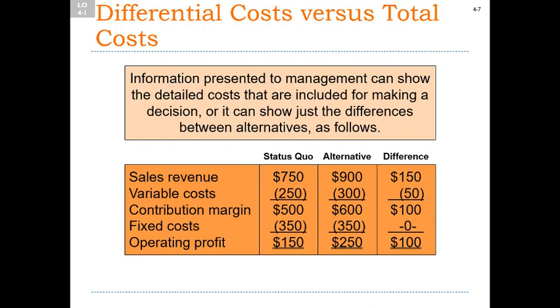So here we have status quo that gives us sales revenue of $750, but the alternative gives us $900. So the difference is $150. Cost goes up in the alternative for variable costs, but only by 50. Therefore, the contribution margin is increased by $100. Fixed cost is going to be the same. Therefore, it's irrelevant to this decision. And because operating profit goes up $100, the alternative decision is the right decision.